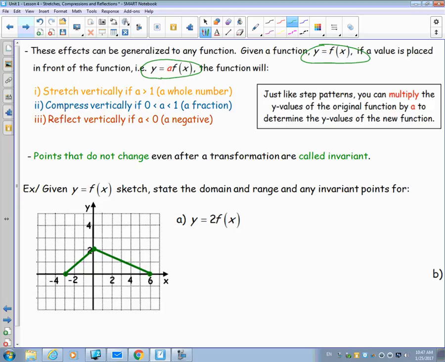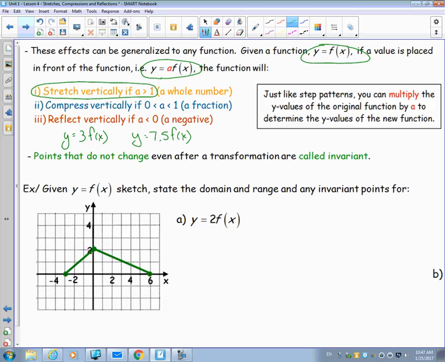You notice it's all about vertical things here. Here are the three rules. If it's larger than 1, basically a whole number, that's a vertical stretch. So that might be like y equals 3f(x). Now it doesn't technically have to be a whole number. It could be a decimal, a fraction, but it has to be bigger than 1. We're usually just going to do whole numbers to make our life easier, but I could have 7.5f(x). That would vertically stretch my function by 7.5 times.